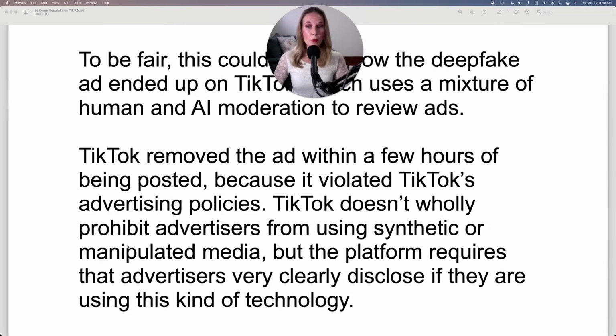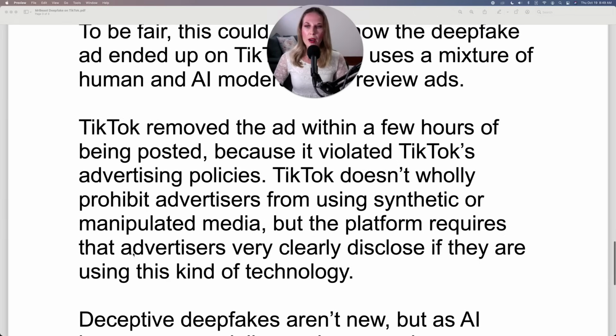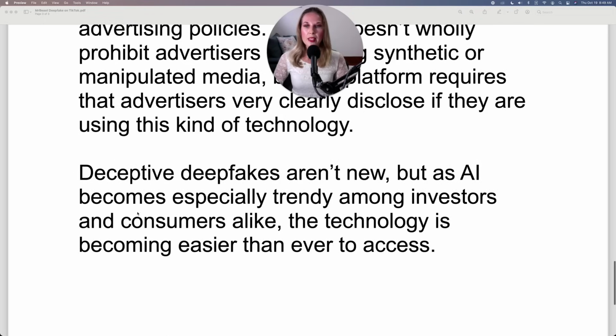TikTok doesn't wholly prohibit advertisers from using synthetic or manipulated media, but the platform requires that advertisers very clearly disclose if they are using this kind of technology. Deceptive deepfakes aren't new, but as AI becomes especially trendy among investors and consumers alike, the technology is becoming easier than ever to access.